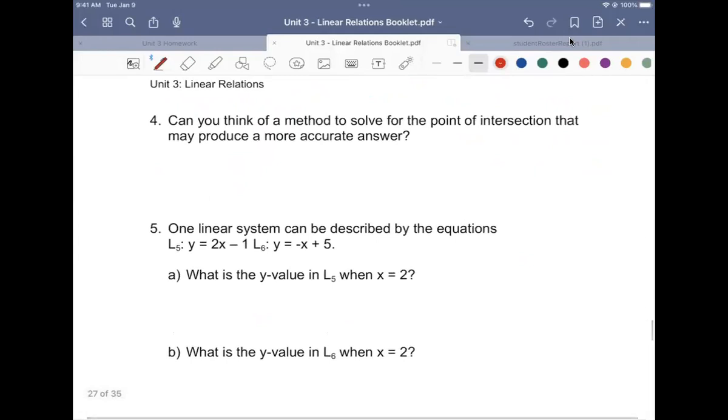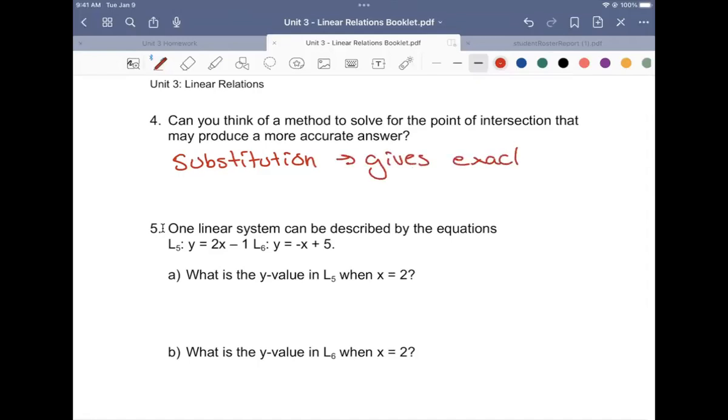Awesome. So if we move on and we start looking at some more things, can we think of a method to solve for the point of intersection that may produce a more accurate answer? For this, we would use substitution. When we substitute a value, it means that we can go through and get exact results. This gives exact results.